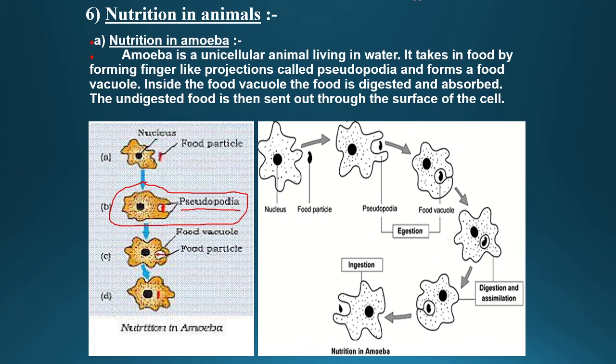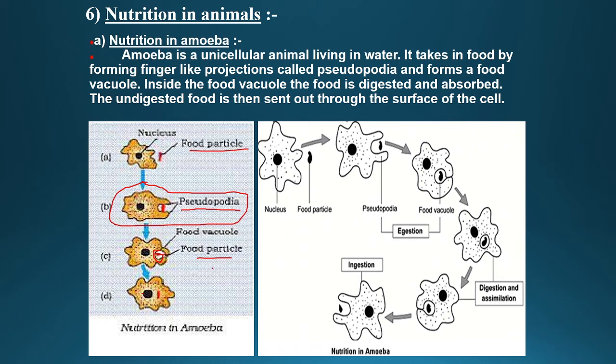So that's the first step. It absorbs the food. This is a food particle. Then the food particle goes in. Inside the food vacuole, the food is digested and absorbed. The food vacuole is here. The undigested food is then sent to the surface of the cell, and the remaining unwanted waste is excreted out.